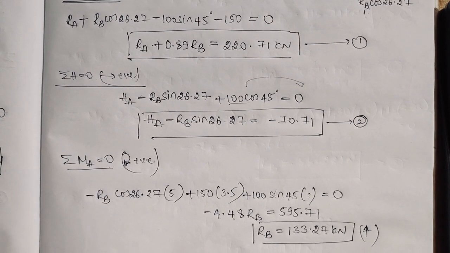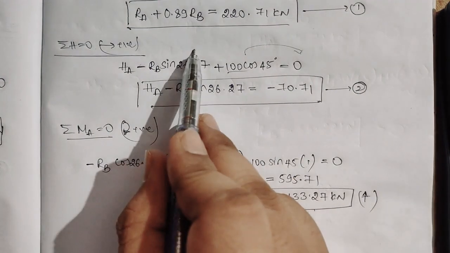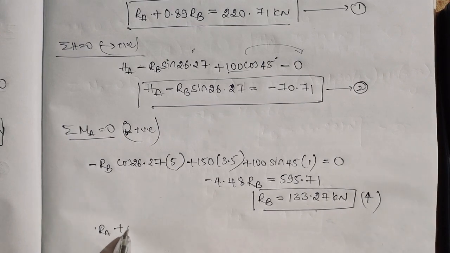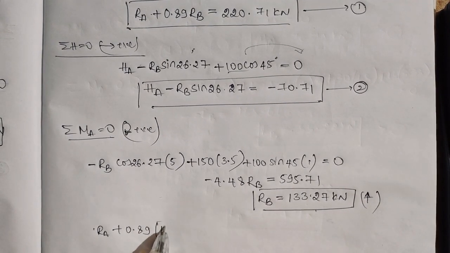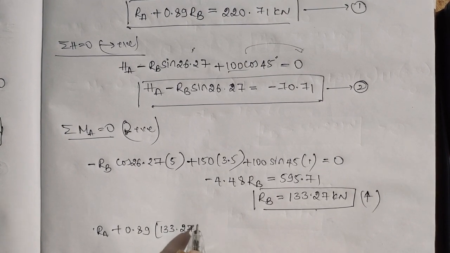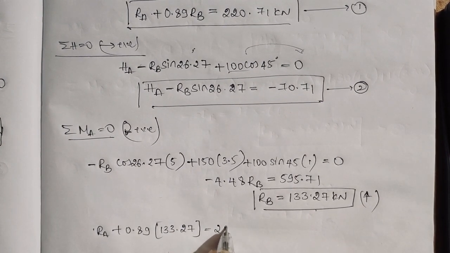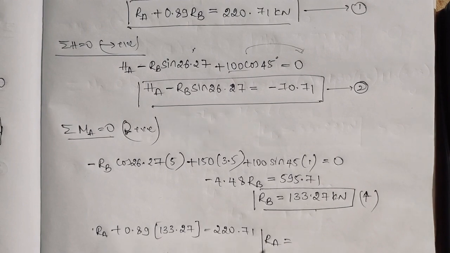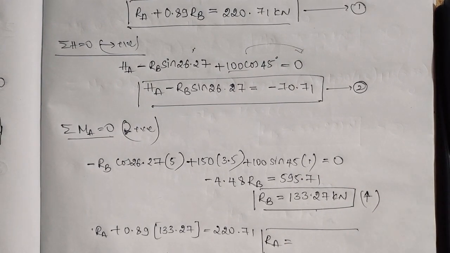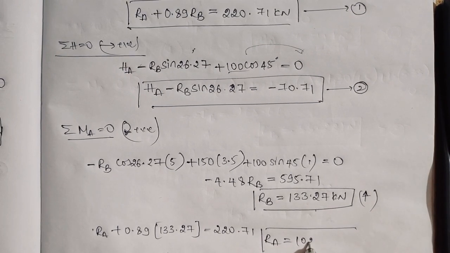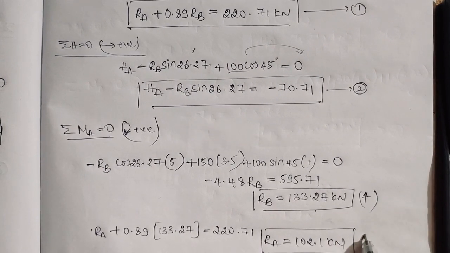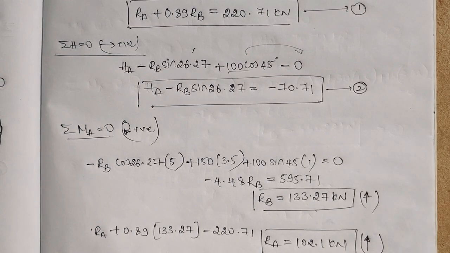So we got RB. Now substitute this in the first equation, that is RA plus 0.89 into RB 133.27 is equal to 220.71, right? Then your RA will be, I'll calculate, 102.1 kilonewton. That is also upward direction. So we found RA and RB.